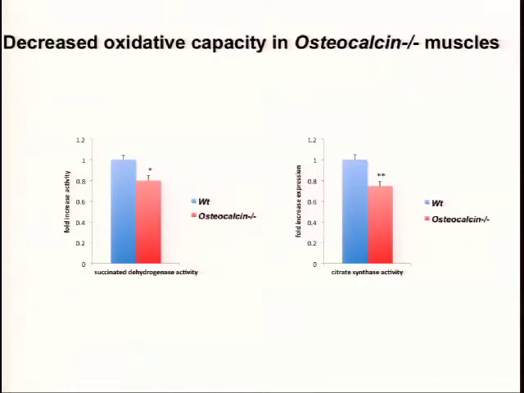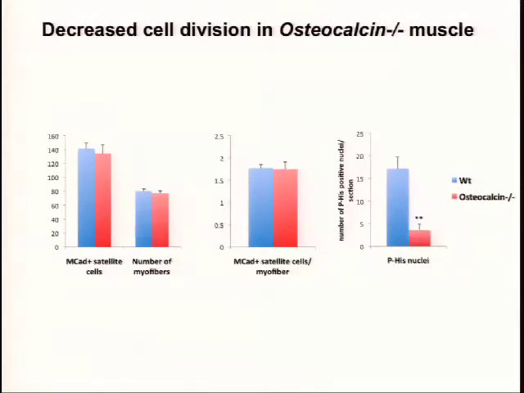And there is a third one, which I don't think is probably the most important one, but again, we don't have all the data, which is that in absence of osteocalcin, there is a decrease in cell division in muscle earlier than 6 months of age.